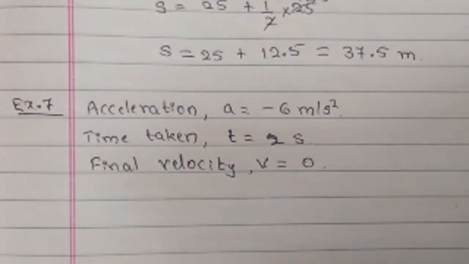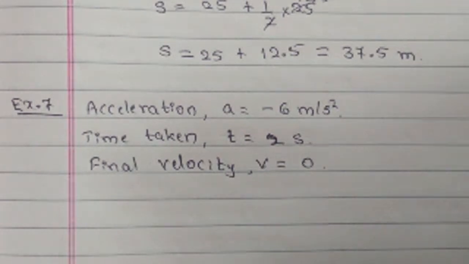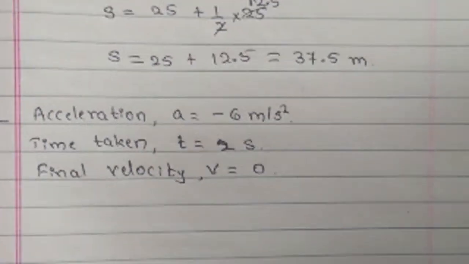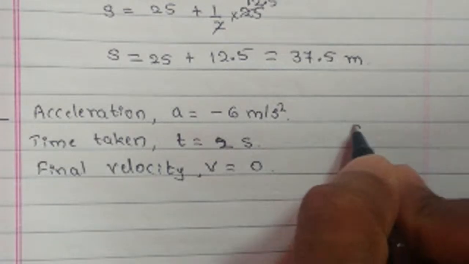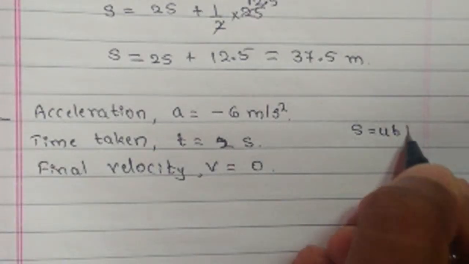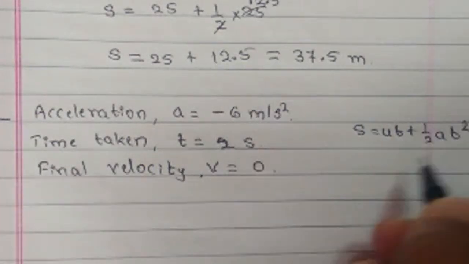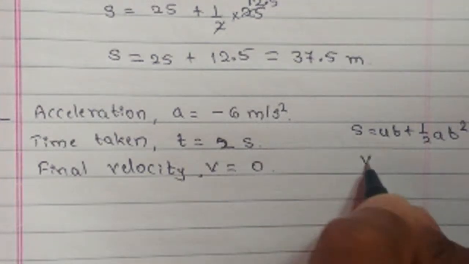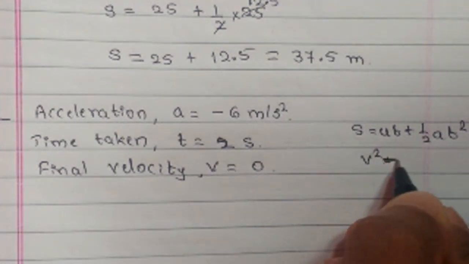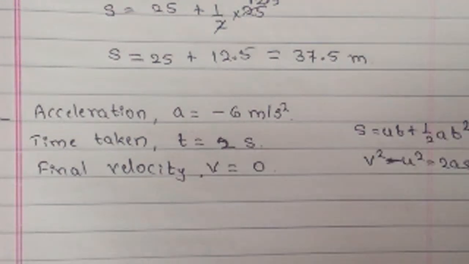Now we have to find the distance traveled. To find the distance traveled we have the formulas. One is s equals ut plus half at square. Another one is v square minus u square equals 2as.